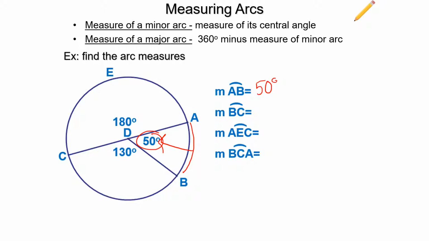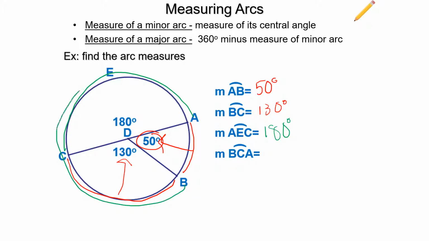And then if we look at the measure of the arc BC, that goes back to the central angle, which is 130 degrees. And if we look at our major arc, the measure of A to E to C, well, that's a semicircle, so I know that it's going to measure 180 degrees. And if we measure the major arc B to C to A, so if we're measuring this big piece, it's going to be 360 minus that 50, which would be 310 degrees.